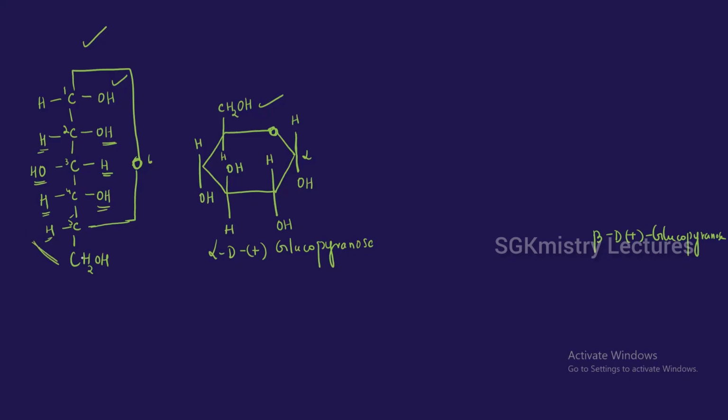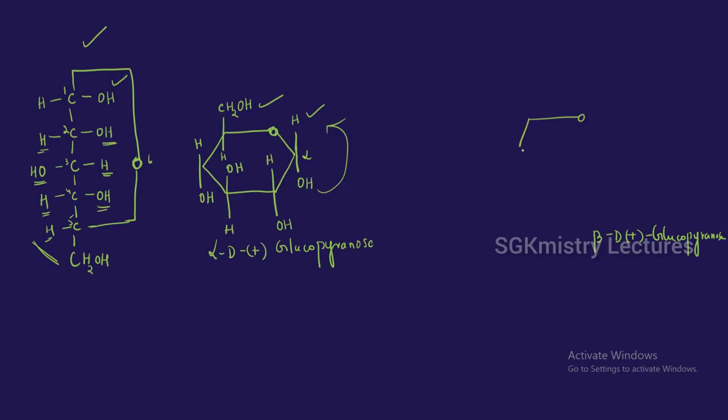For the last carbon atom, we write CH2OH above here. Now we have written alpha D glucopyranose. The same way I can also write it for beta D glucopyranose. The only difference is with respect to the first carbon atom, only the configuration of the first carbon atom. The H which is above here comes below. OH goes above in the case of beta.